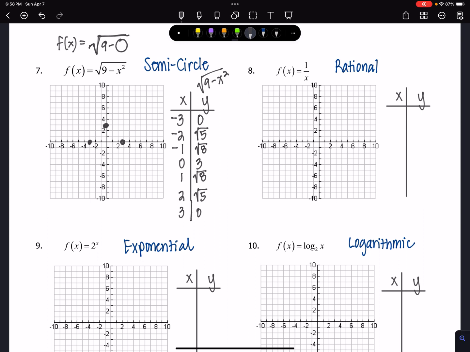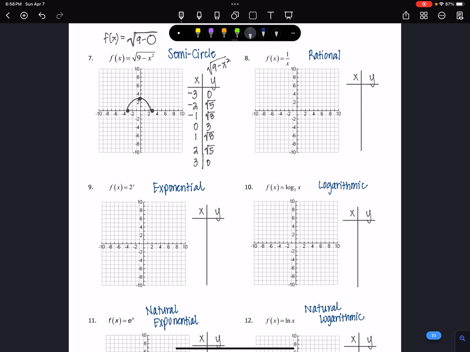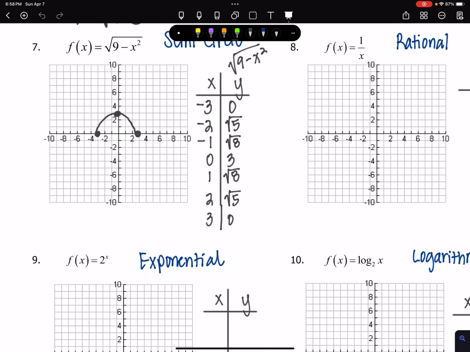Now these 3 lattice points are the only 3 we really need because this is a semicircle. It's a half circle. Now the 9 gives us a hint as to what the radius of that circle is. So the center of the circle is at 0, 0, and the radius is going to be 3. So right 3, up 3, left 3. There we go. Okay.